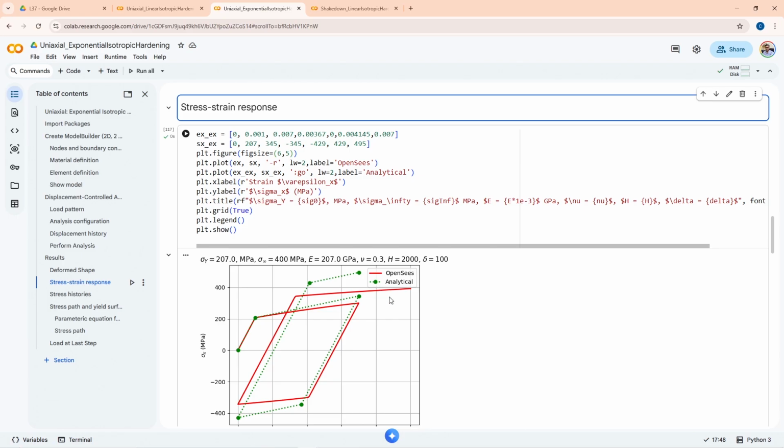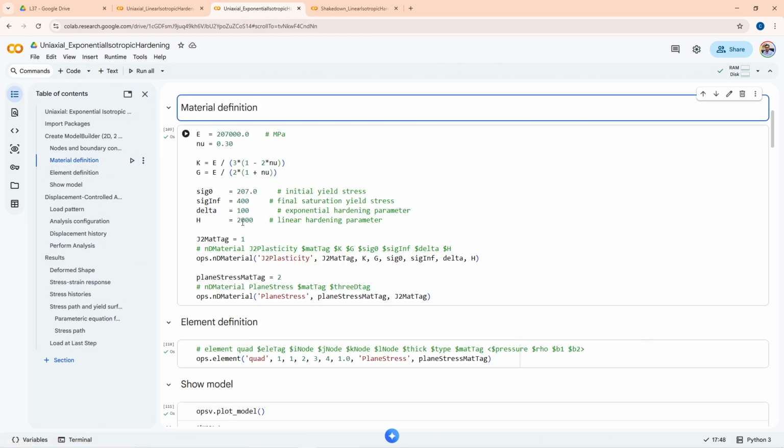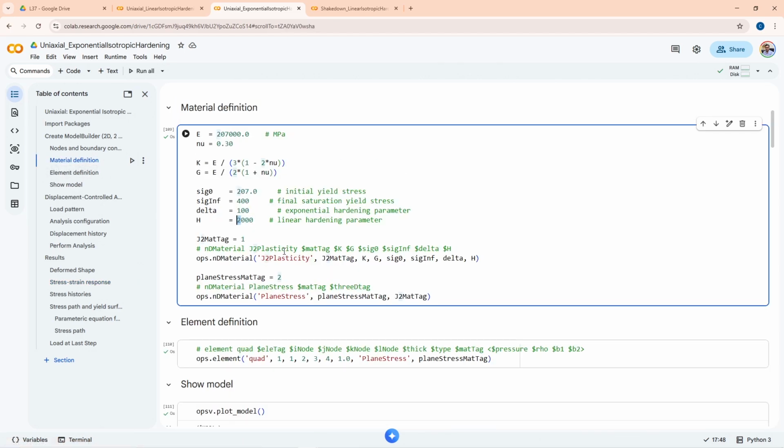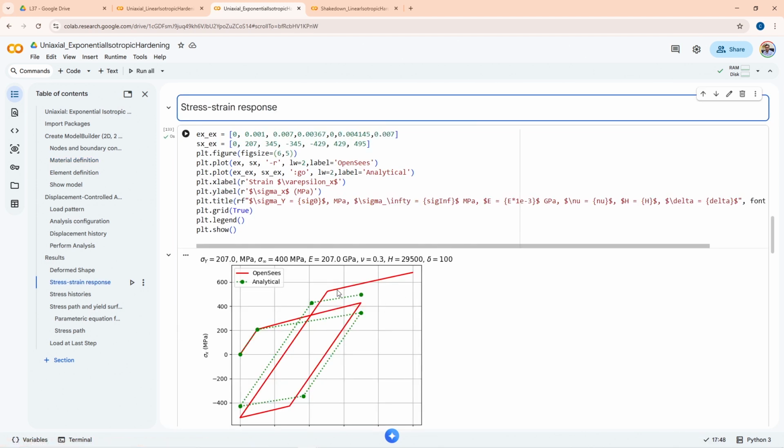So, the stress strain response is like that. Well, it is not exceeding 400 yet. Okay. So, let me make it even further. Let us say the same number that I had, 2950. Okay. Then what will happen? Now, the stress strain response, you see it has exceeded 400.